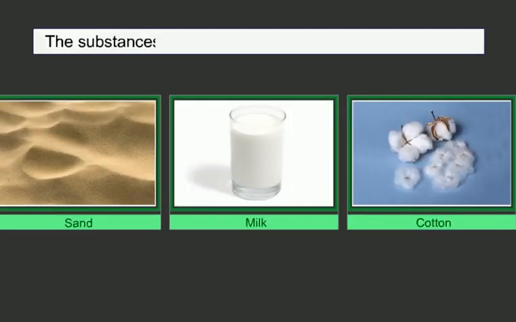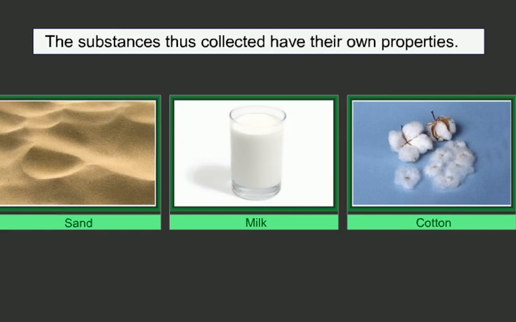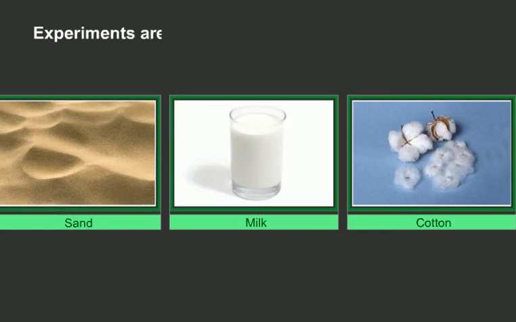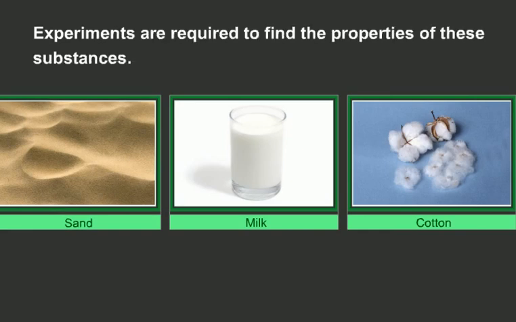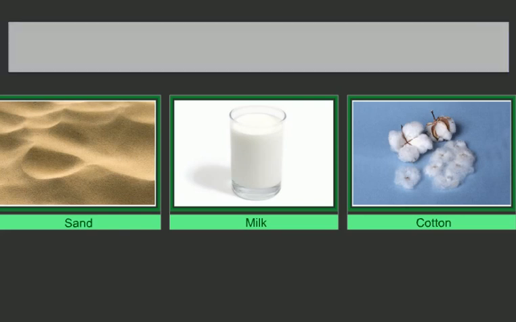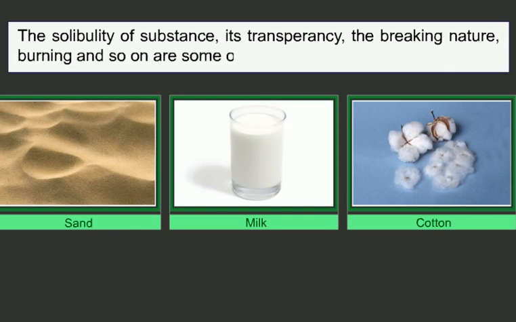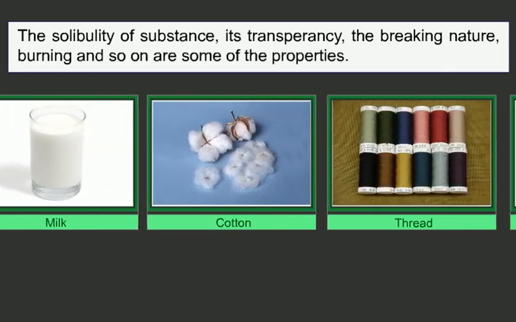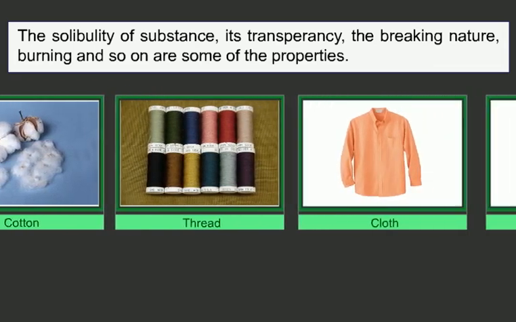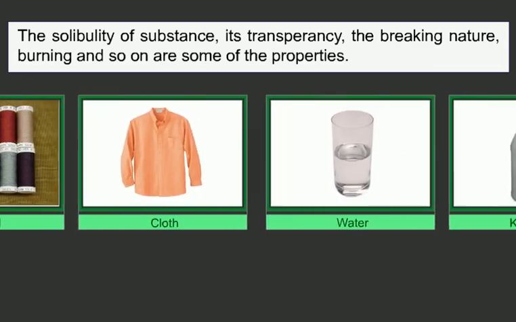The substances thus collected have their own properties. Experiments are required to find the properties of these substances. Dear students, the solubility of a substance, its transparency, the breaking nature, burning, and so on are some of the properties. These properties can be found out with the help of experiments.